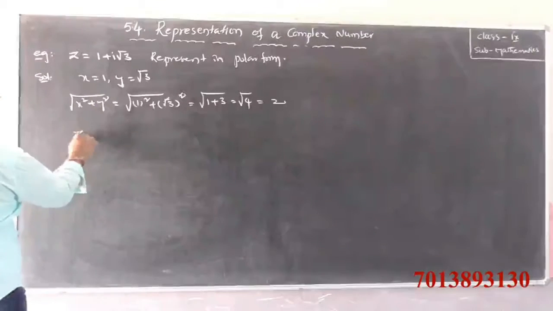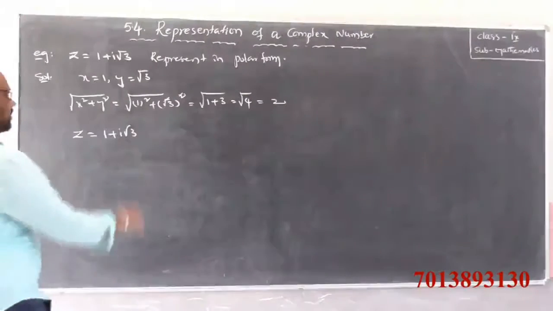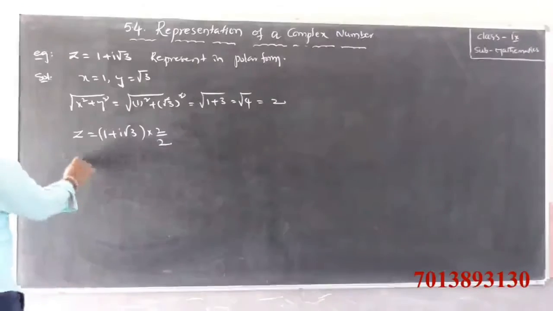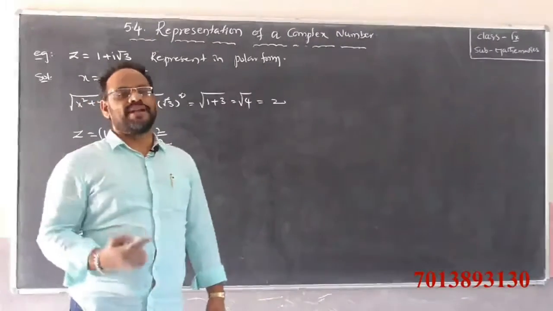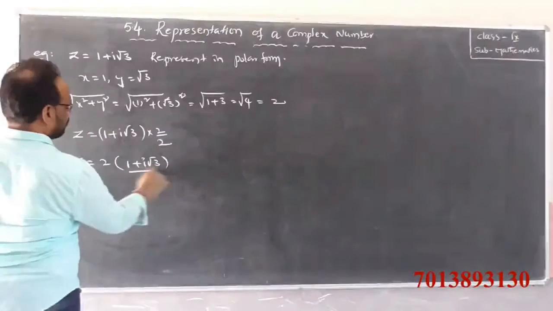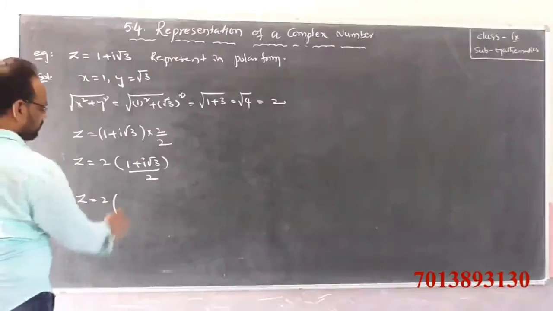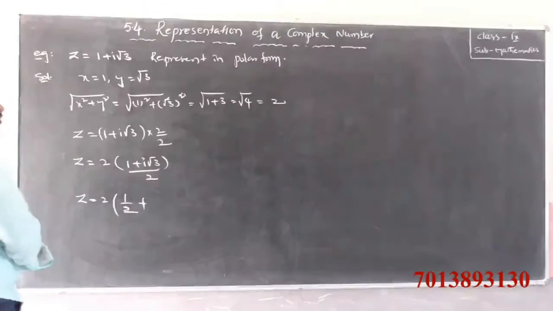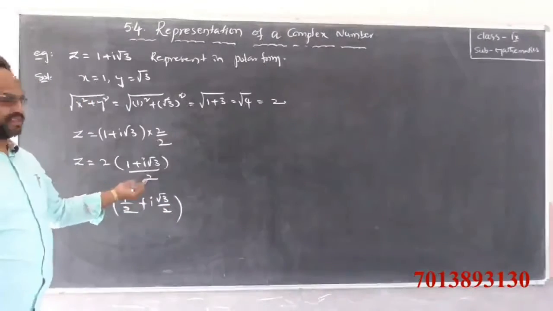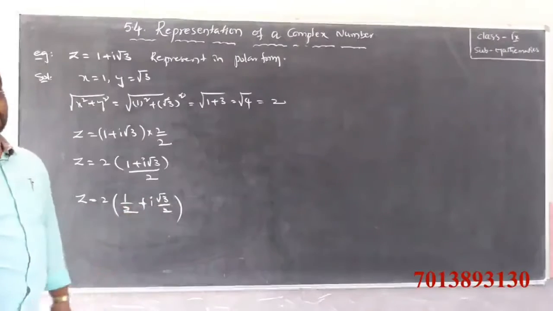So here we have z is equal to 1 plus iota times root 3. Multiply and divide by the square root of x square plus y square, which is 2 by 2. The 2s get cancelled, that is 1, the multiplicative identity. So this can be written as 2 times (1 plus iota times root 3) by 2. If you separate the denominator, we get 2 times (1 by 2 plus iota times root 3 by 2). If you take the LCM, 2 is the LCM, giving 1 plus iota times root 3, so 2 times (1 by 2 plus iota times root 3 by 2).